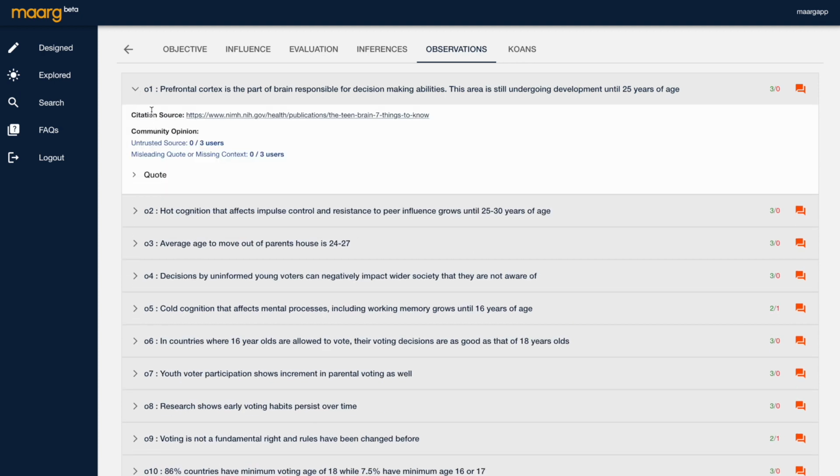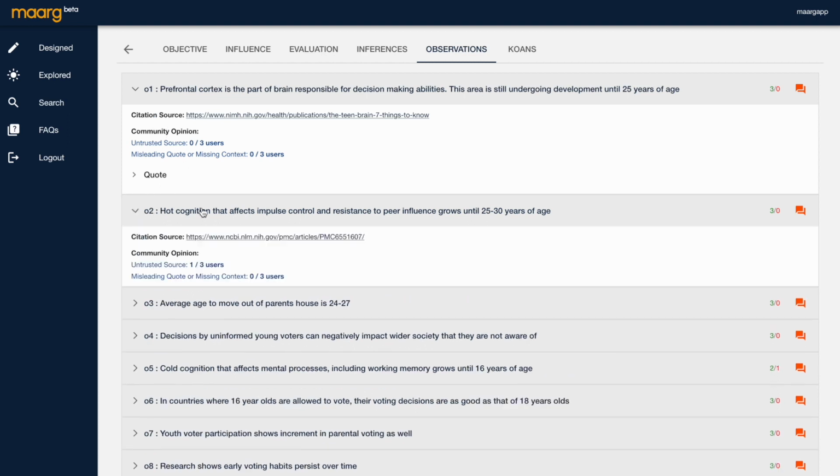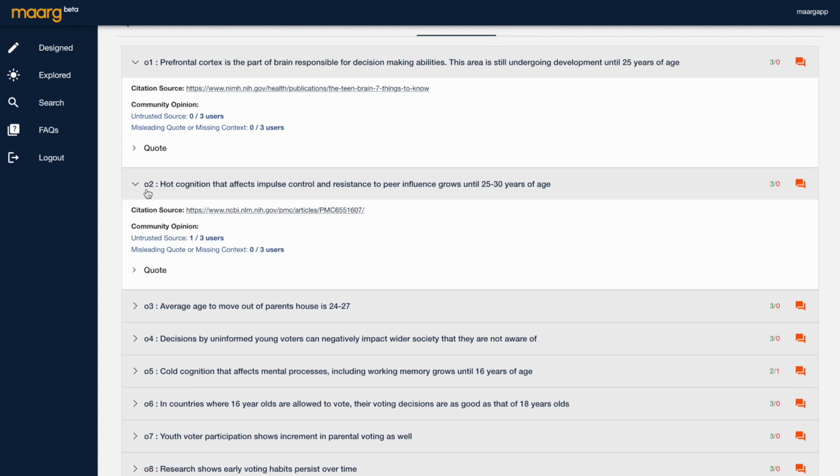If the observation has a citation, we also get information on whether the source is untrusted, which means that the writer should go ahead and change it. And also if there is a misleading quote. So it looks like this particular source was all right. Let's see if we can find a second observation, in which it looks like 1 out of 3 users are saying that the source is untrusted. Which means that the author should go ahead and change this news source to something else.